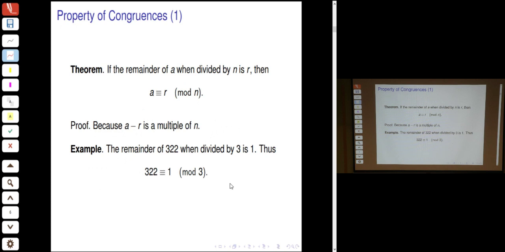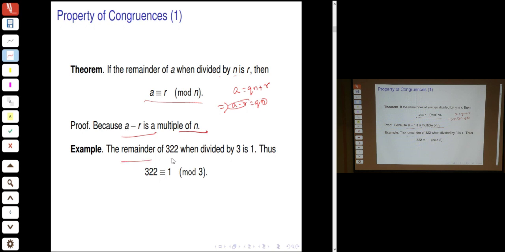So, properties of congruences. Here are some basic properties of congruences. If the remainder of A when divided by n is r, then A is congruent to r mod n. Okay, so this is very simple because if A when divided by n is r, let q be the quotient, then A is equal to qn plus r, right? So then if you take A minus r, this is q times n, so n divides A minus r, so A is congruent to r mod n.